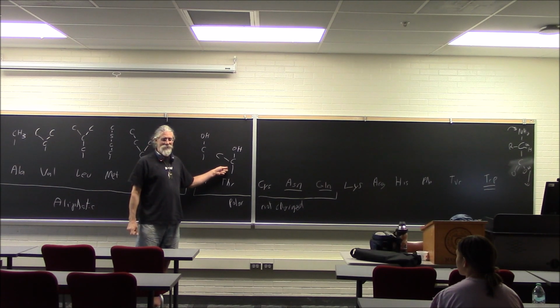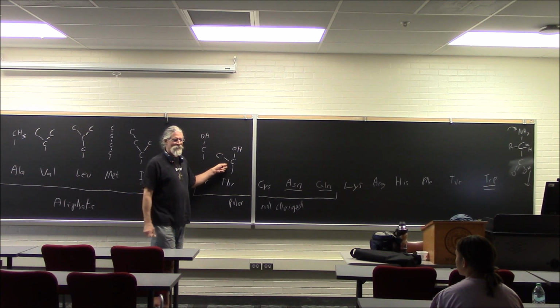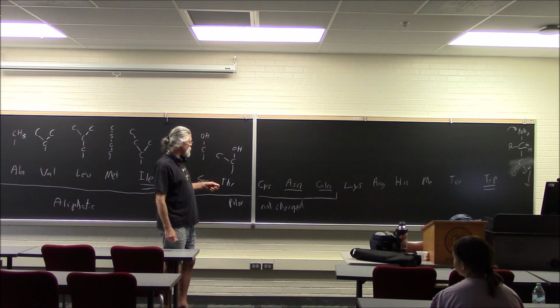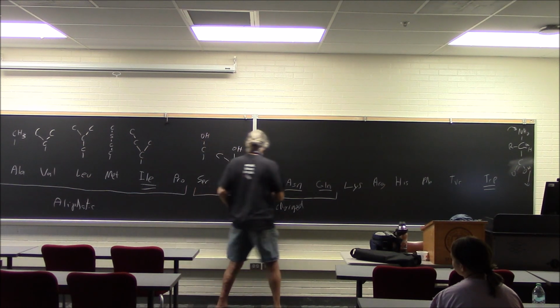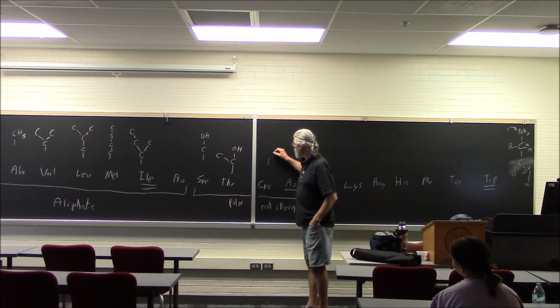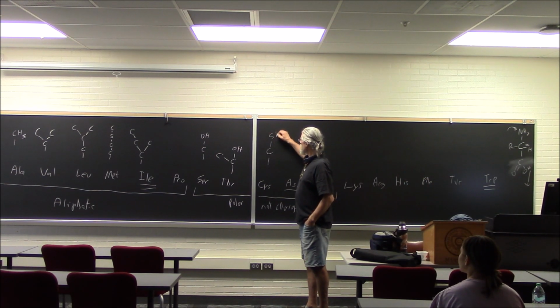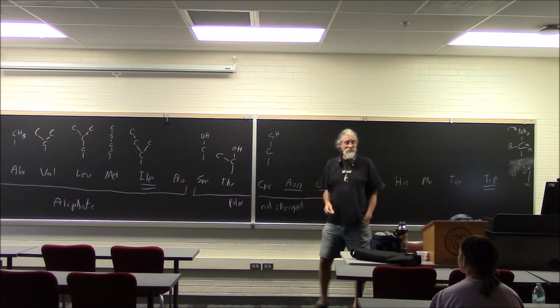I think that's right. I think I'm drawing it correctly, but I have doubts in my mind. This is one of the ones that drives me a little crazy. But it's basically, I believe, serine with a methyl group coming off of it. Cysteine is serine, but instead of the O, there's an S.